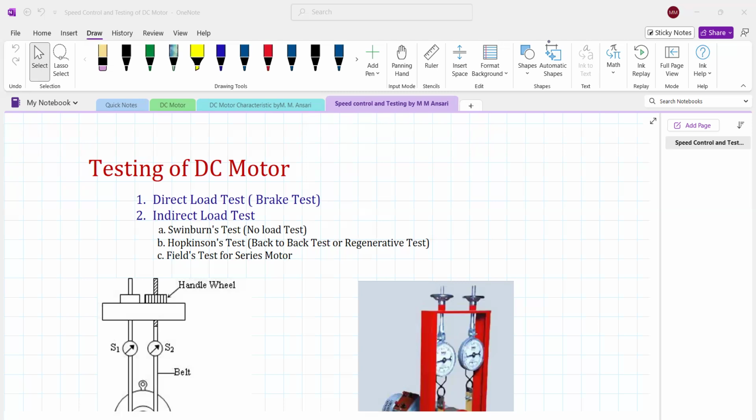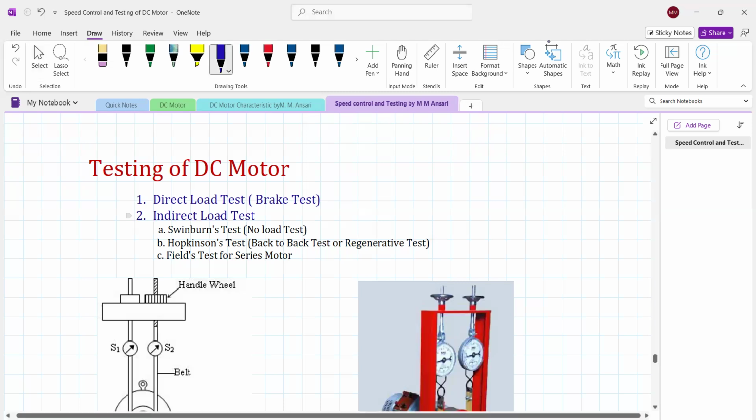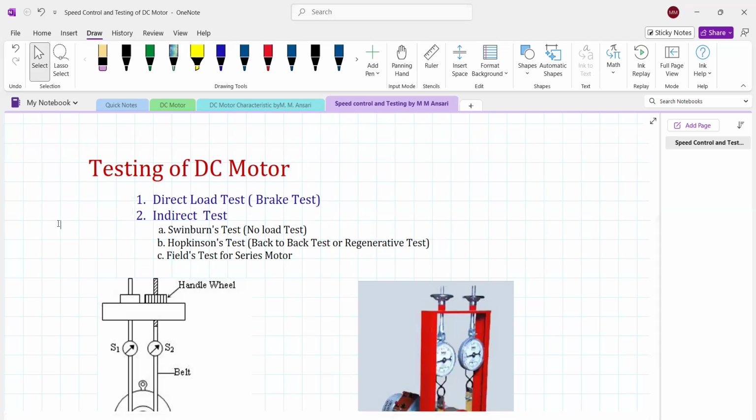So rather it is an indirect test only. So it is indirect test. In the direct test, the motor is directly loaded, means actual load is applied over the motor with the help of brake and pulley arrangement. Whereas in the indirect method of testing, the load is not applied on the motor, whereas some of the calculations are carried out on the no load condition, like Swinburne test.